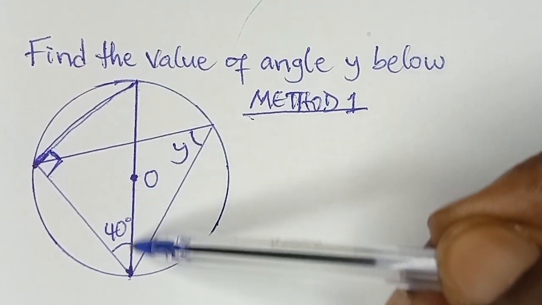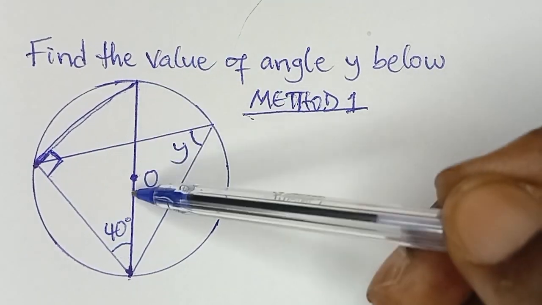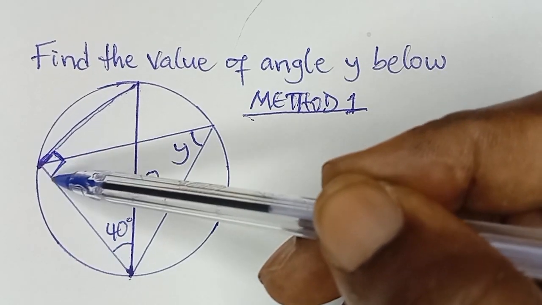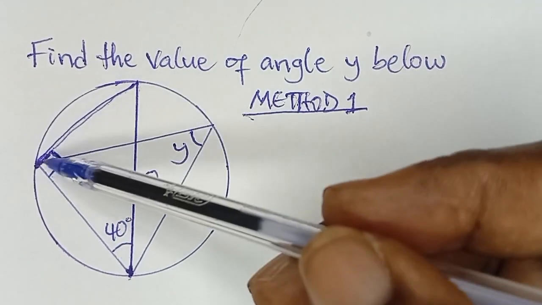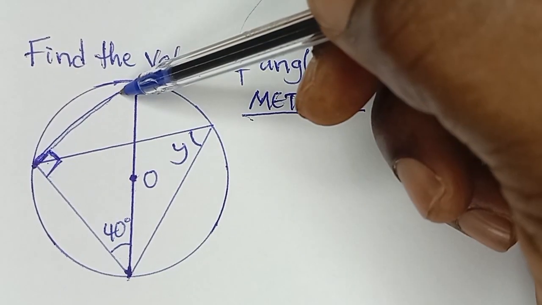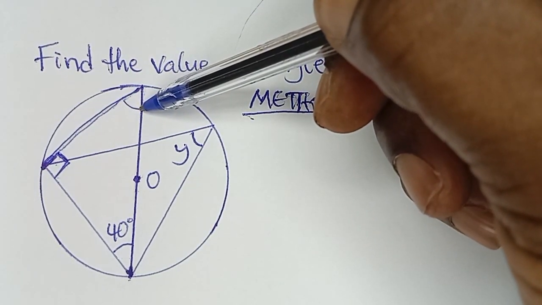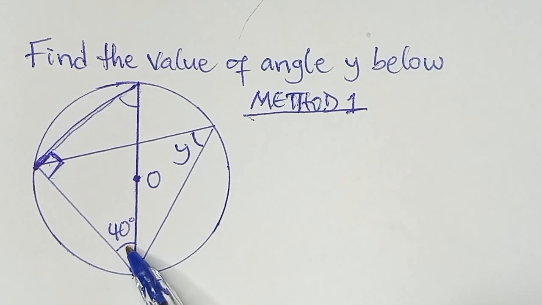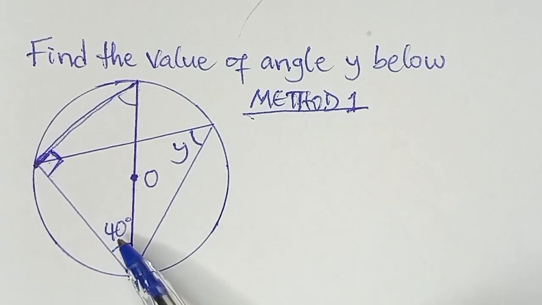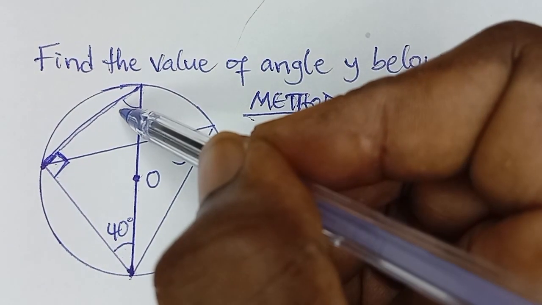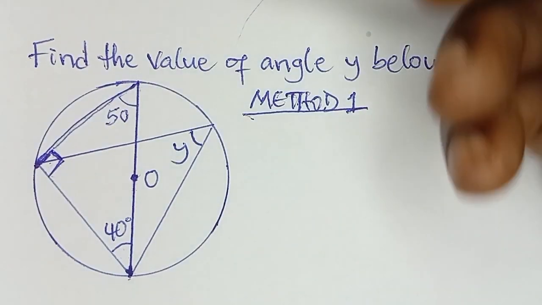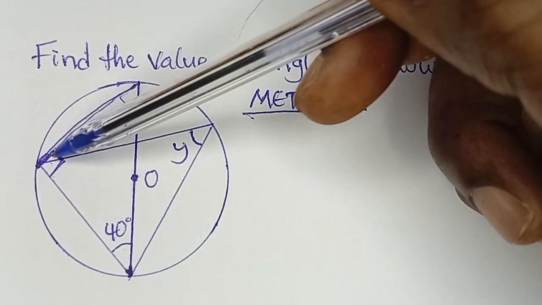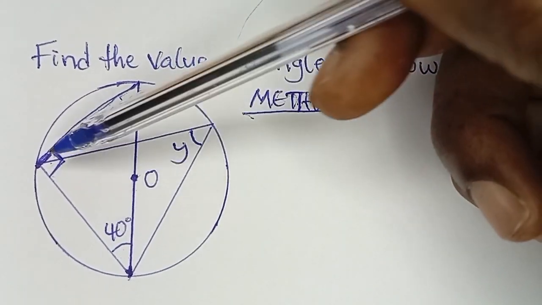So anytime you have a diameter like this, then the angle that diameter makes inside its triangle is equal to 90 degrees. That is, it is a right angle. So if this is 90 degrees, then I'm sure you understand how to find this particular angle, because 90 plus 40 is 130, and then 180 minus 130 will give me this place as 50, because sum of angles in a triangle is 180. So 50 plus 40, that is 90, plus another 90, that makes it 180.